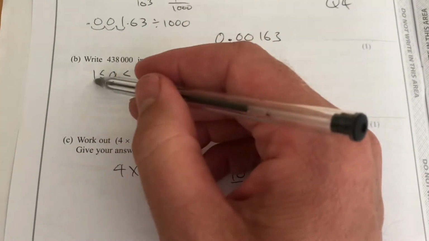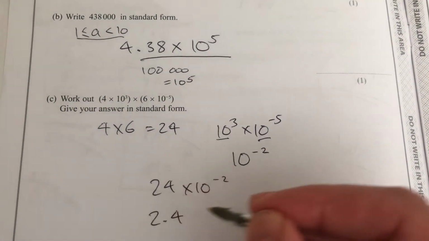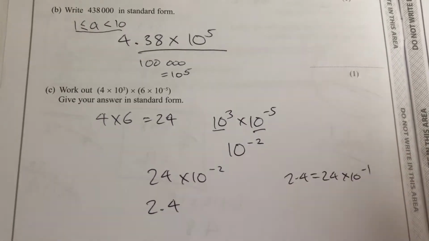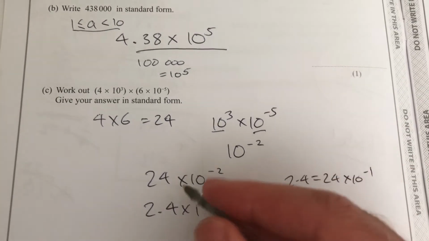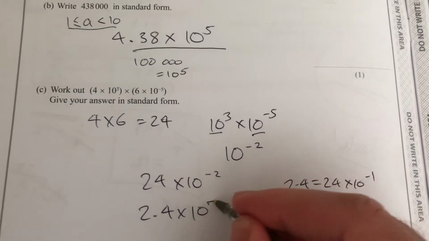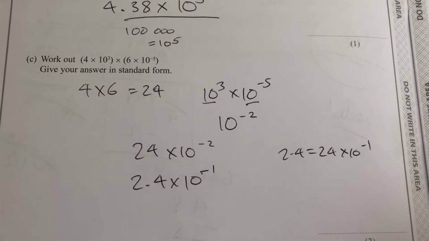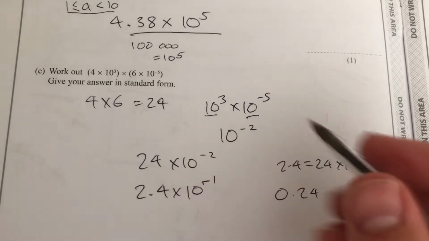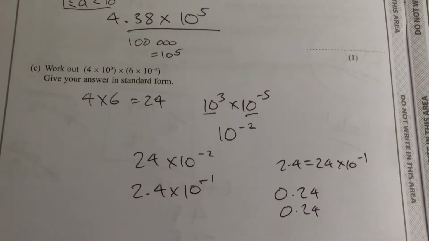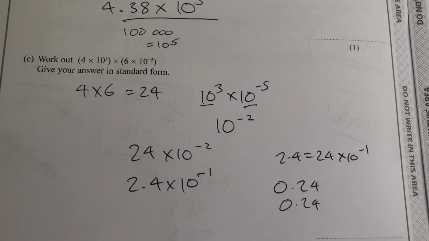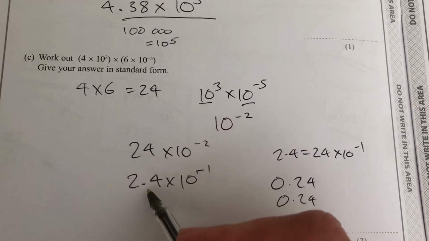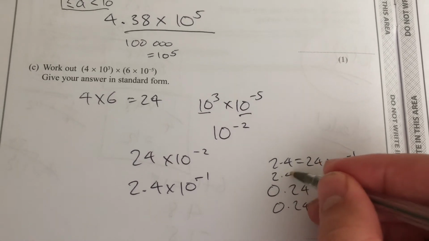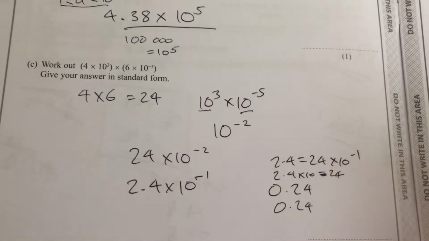Remember, I need to have that number lying between 1 and 10. So 2.4. I've got to remember that 2.4 is 24 times 10 to the minus 1. I've divided that by 10. So it's going to be 10 to the minus 1. Okay, let me just check that. 2.4 times 10 to the minus 1 would be 0.24. 24 times 10 to the minus 2 would also be 0.24. Okay, I'm just double checking myself there. 2.4 times 10 would give me 24. So I'm just taking the powers of 10 out.